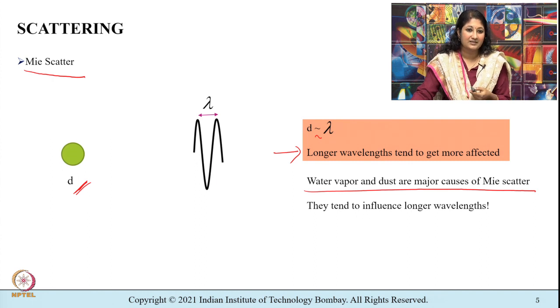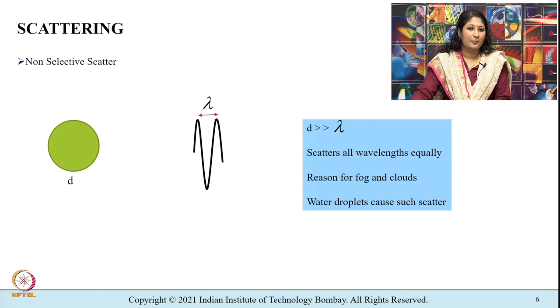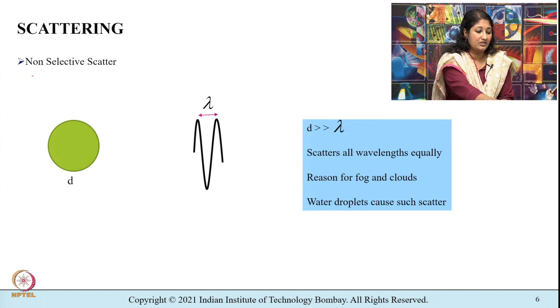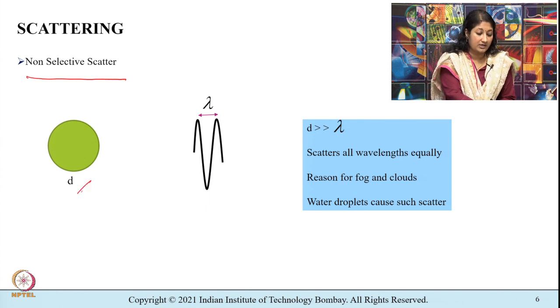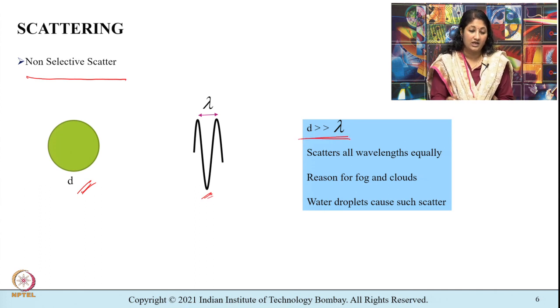Alright. Now we discussed Rayleigh scatter and Mie scatter. Now let us look at something known as non-selective scattering. This occurs when the target is very much larger than the incident wavelength, and this causes scattering of all wavelengths with equal efficiency, which explains why clouds appear white. So this also gives the reason for fog and clouds.